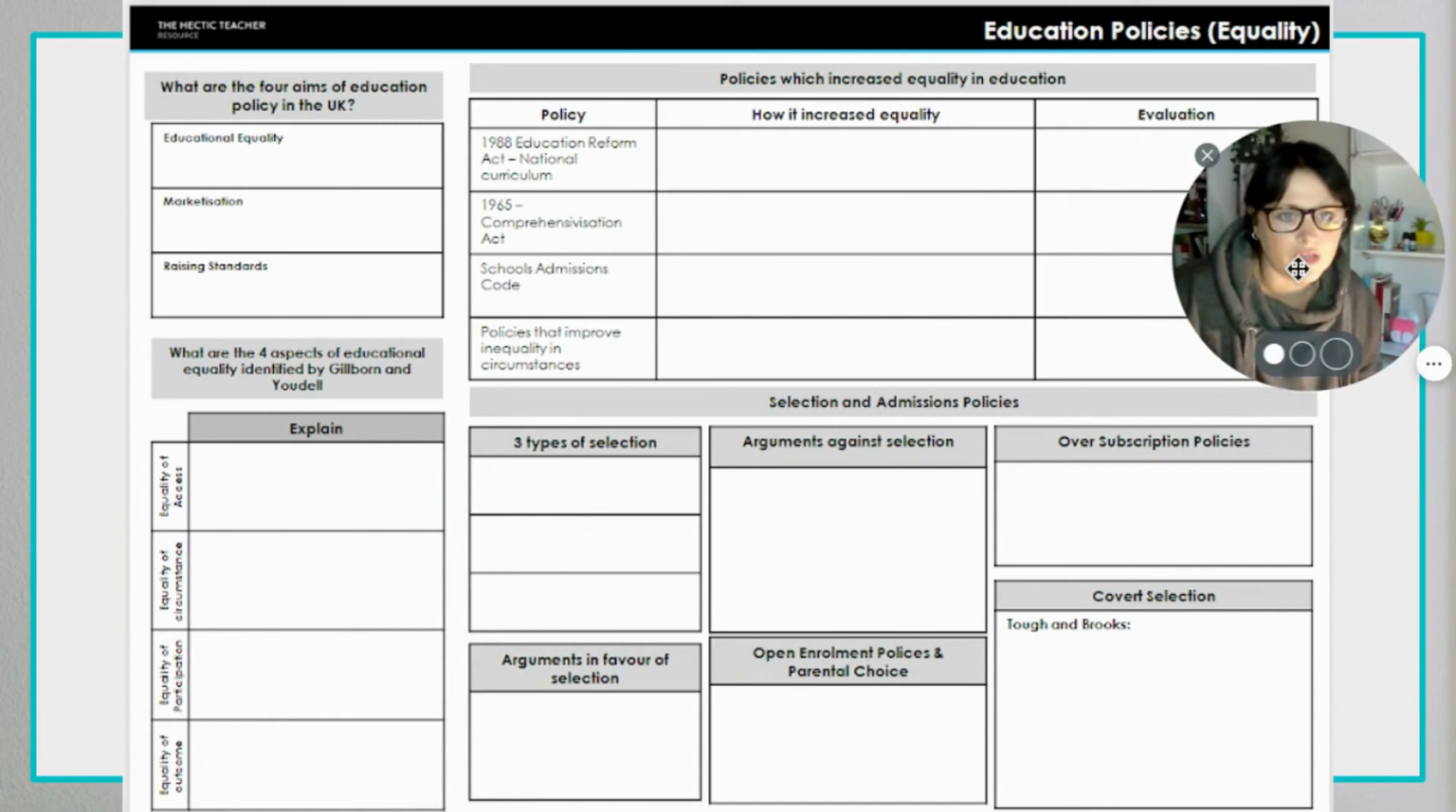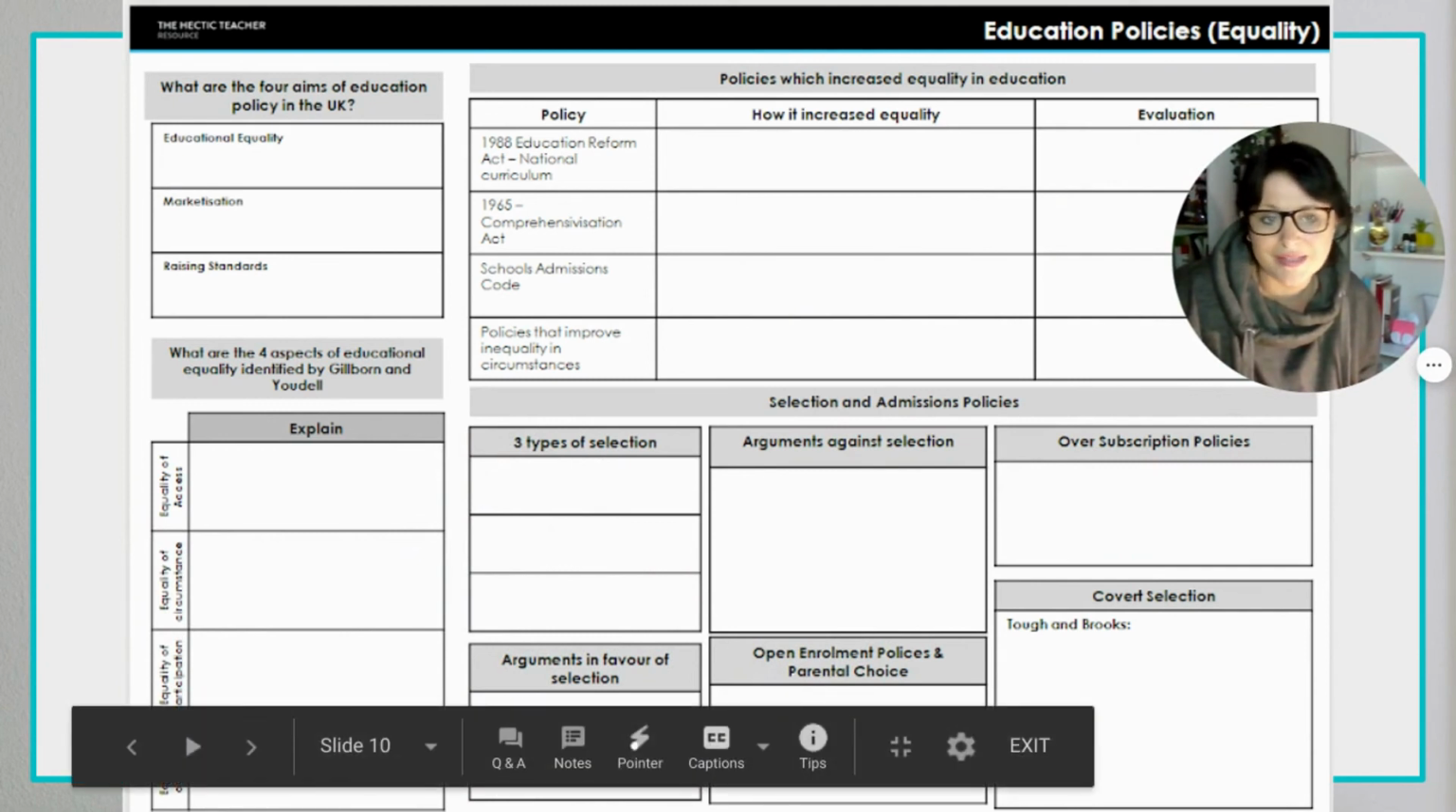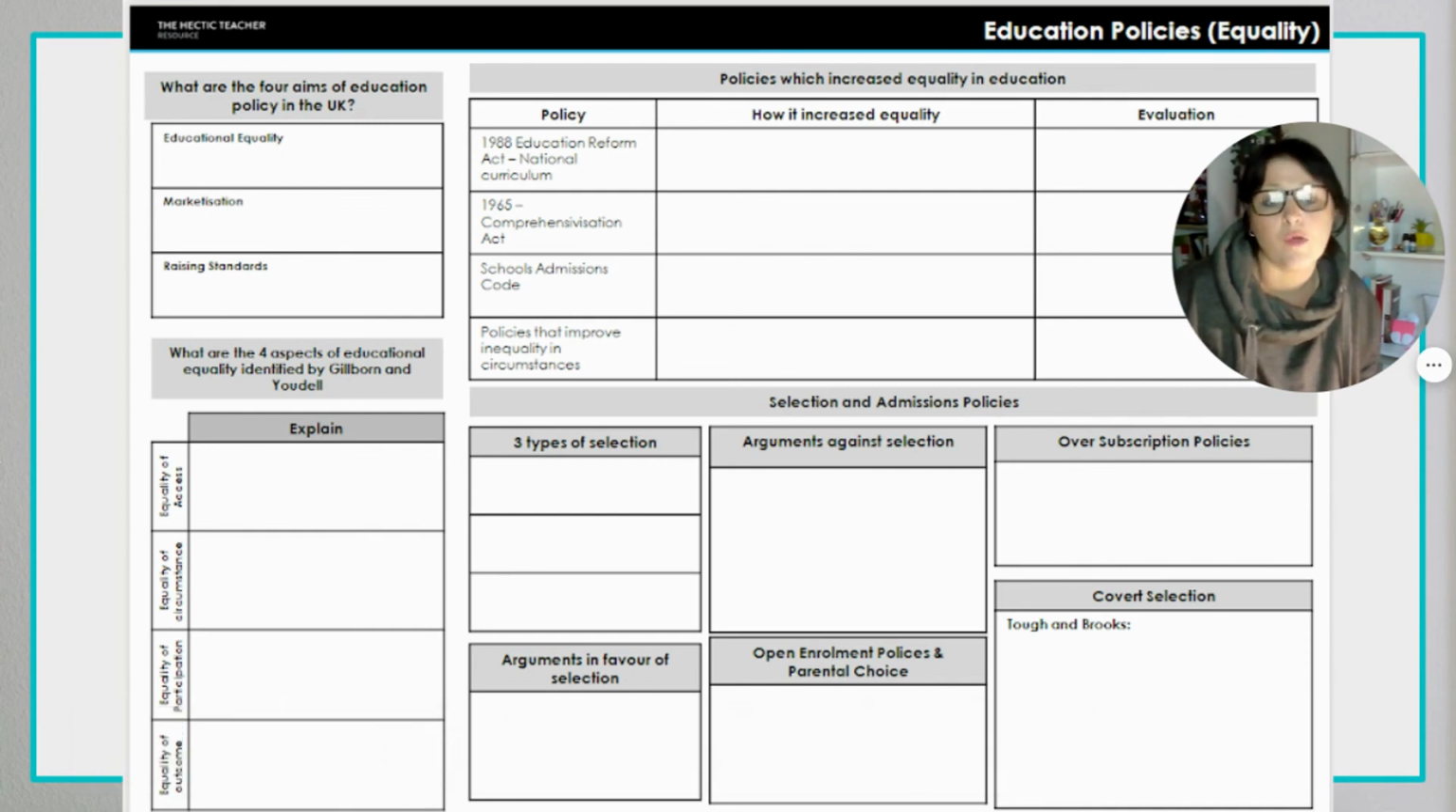I'll just move over here so that you can see all of the headings. If it's not that clear on this slide, I can send you a copy as well. Or these are available on the Hectic Teacher website, which we're incredibly grateful for because they're brilliant.